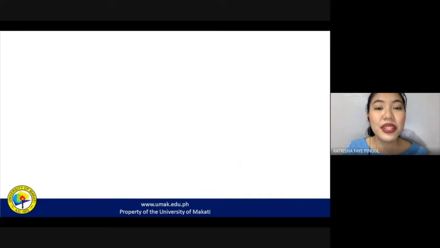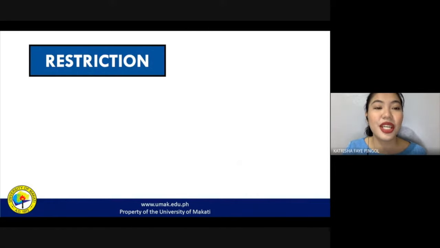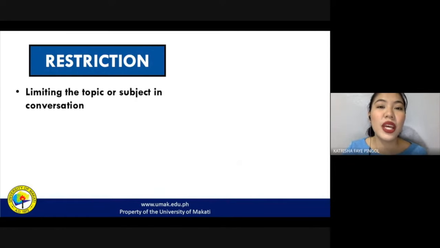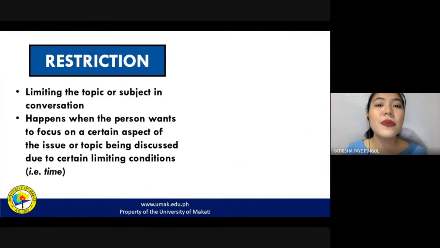Now let's move on to the next one, which is restriction. Restriction happens when the speaker or the communicators are limiting the topic or the subject in the conversation. Basically, with restriction, you are trying to keep the conversation on track. Now, this communicative strategy often happens when the person wants to focus on a certain aspect of the issue or topic being discussed because there are certain limiting conditions presented.